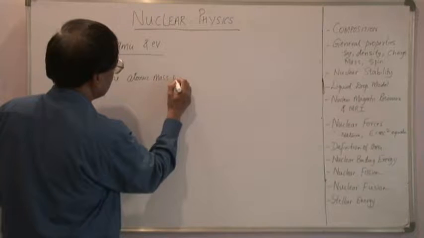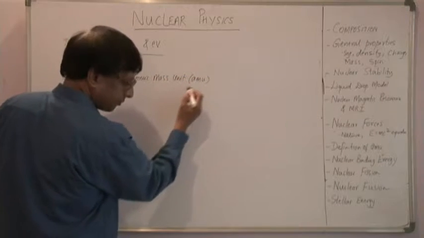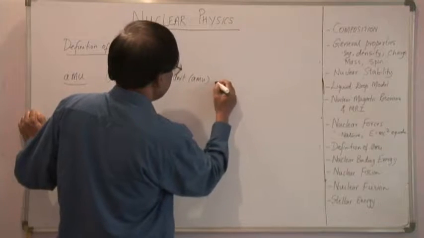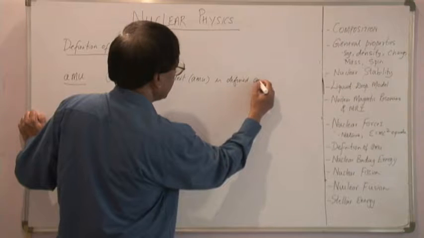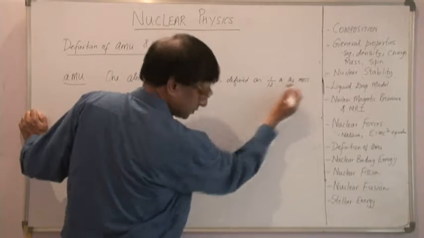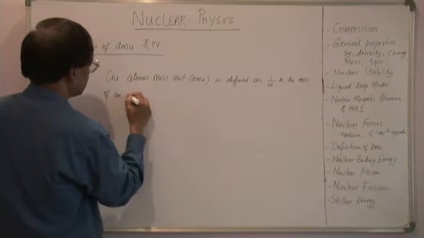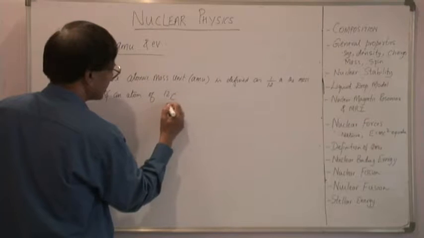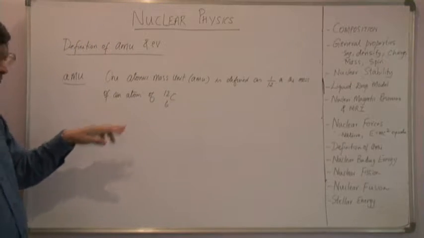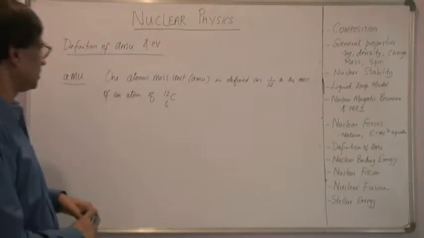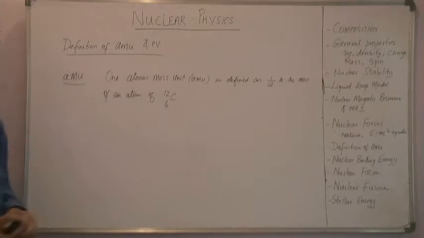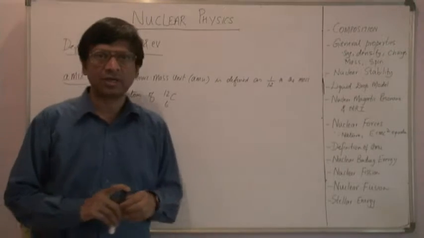One atomic mass unit, or AMU as it is abbreviated, is defined as 1/12 the mass of an atom of 12C6 carbon. This is the most abundant material on earth. It has got 12 nucleons and 6 protons. So one atomic mass unit is defined as 1/12 the mass of an atom of C12. So this is the agreed upon definition for the atomic mass unit.